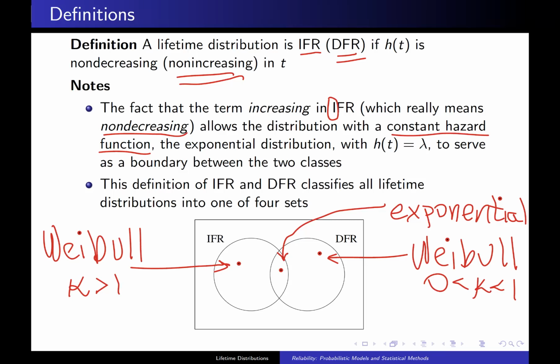Finally, for the Venn diagram here, is there anything that falls outside of IFR and DFR classes? We've seen 2 of those already. One such example is the BT class, bathtub-shaped hazard function. Another one is the upside-down bathtub-shaped hazard function. And there are many, many others. Those are just a couple examples. So by defining IFR and DFR distributions in this fashion, we get 4 different sets of distributions, and all distributions will fall into one of those 4 sets on the Venn diagram.